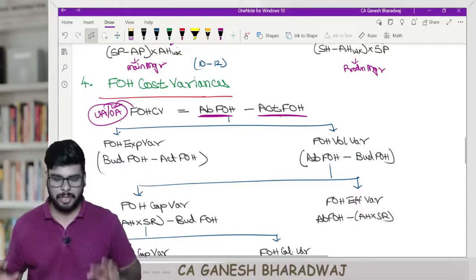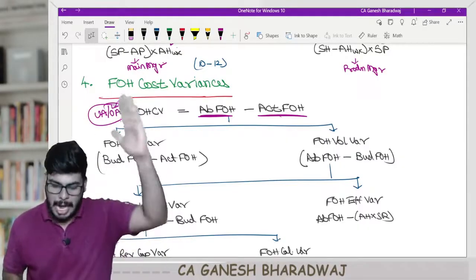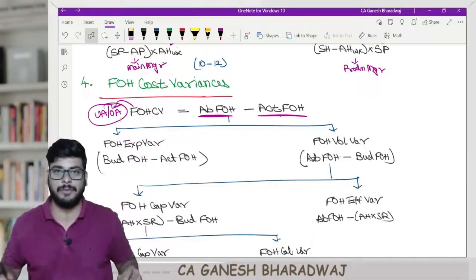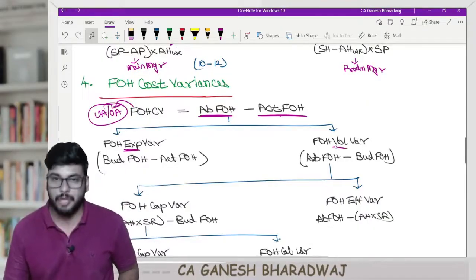Now, fixed overhead cost variance is basically capturing what? Your under or over absorption. What was the formula? Absorbed fixed overheads minus actual fixed overheads. Now, this gets branched into two: expenditure variance and volume variance.